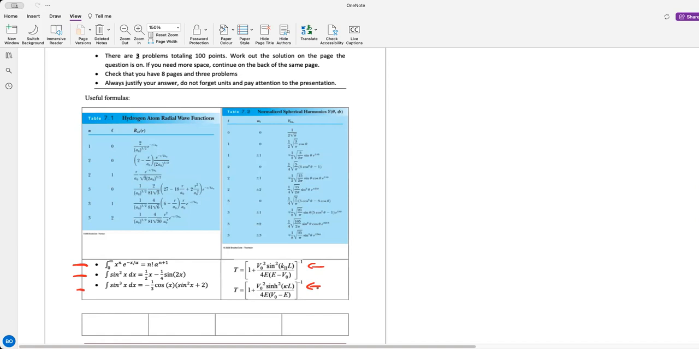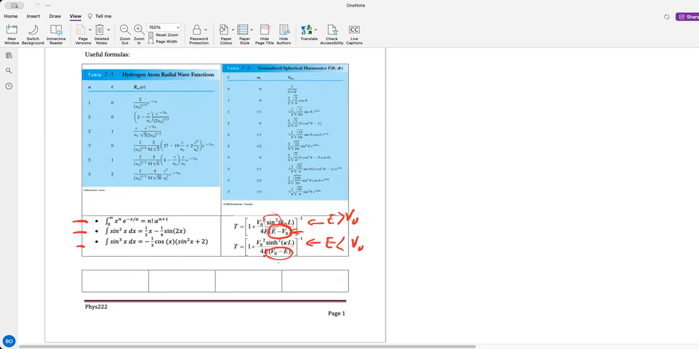Now remember, this is the transmission when the energy of the particle is bigger than the potential barrier, and this is when it is the opposite. You can easily get it from here. This always must be positive, and this always must be positive. So in this case, E is smaller, and in this case, E is bigger, except that here you have a hyperbolic sine, and here you have a normal sine.